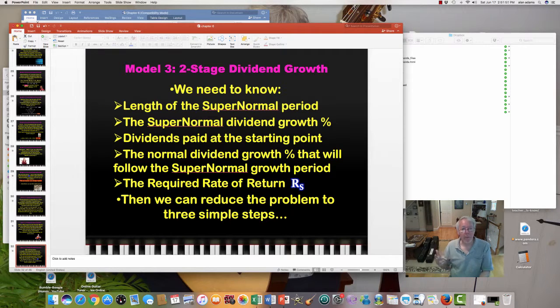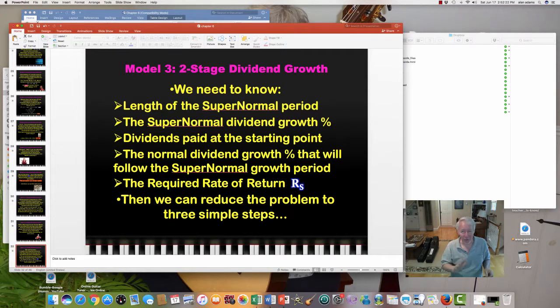Number 4, once we get by the supernormal growth phase, we need to know what dividend growth rate is expected thereafter when things normalize. And finally, we need to know always the required rate of return. That thing haunts us like a bad penny. It's always going to be there. R sub S must always be provided. All right, when you know all 5 of those things, ladies and gentlemen, now you can reduce any two-stage supernormal growth problem to 3 easy steps.